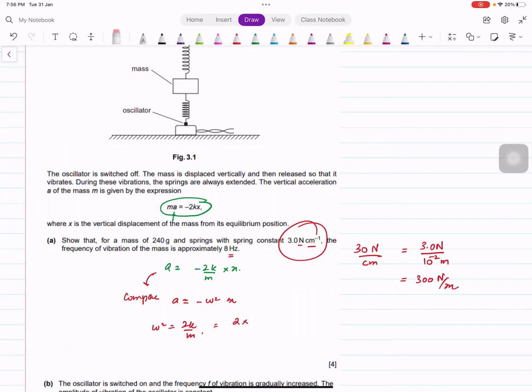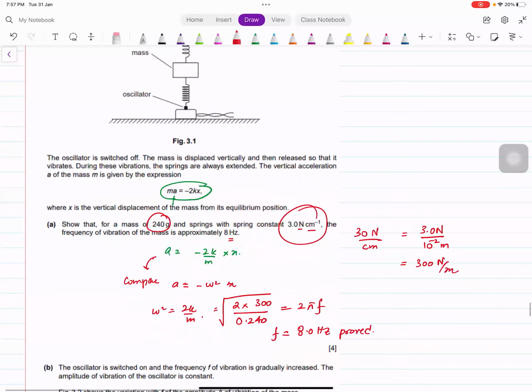Now, put it here. 300 divided by, you ought to change this as well, 0.240 in kilograms, and take the square root. And then equate to 2 pi f. Can you find the frequency, please? That's why this is 4 marks. 7.96 hertz. Okay, so 8.0 hertz, right? Proved. Do you guys understand this?